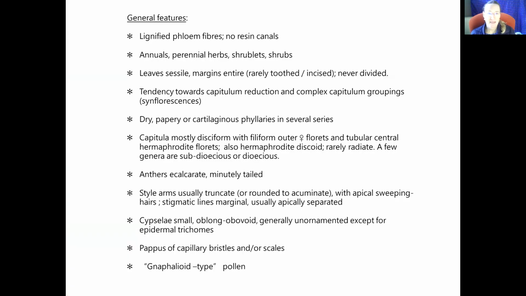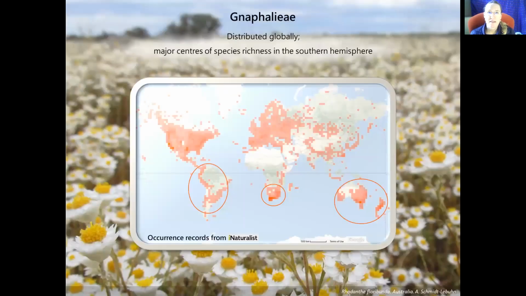Nevertheless, I've listed them here. I'm not going to read through them all. I just wanted to put them up here so that they can be looked at in the recording, but I'm going to illustrate most of them in subsequent slides. But first, let's have a look at the distribution of the Gnaphalieae.